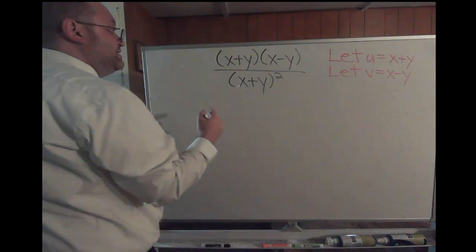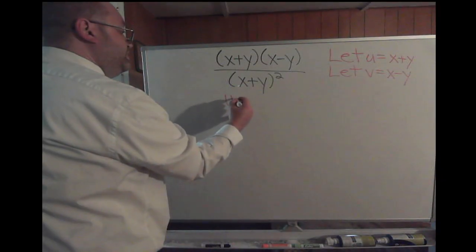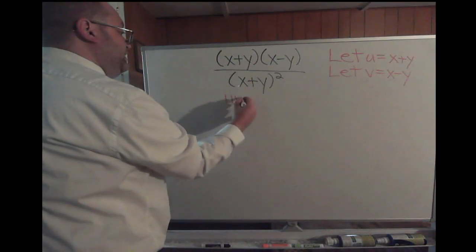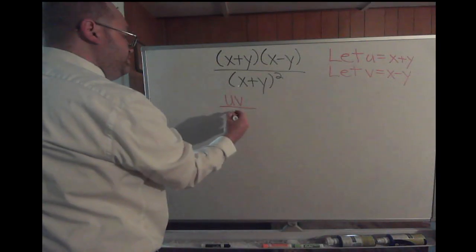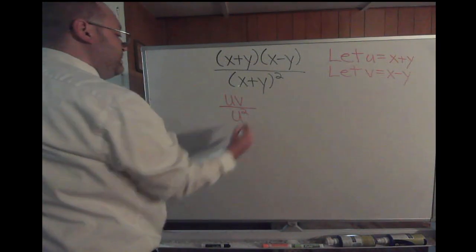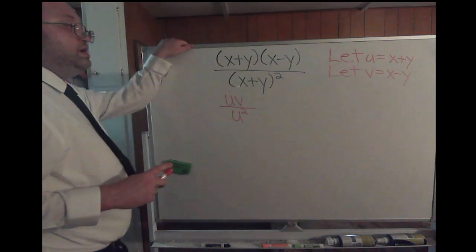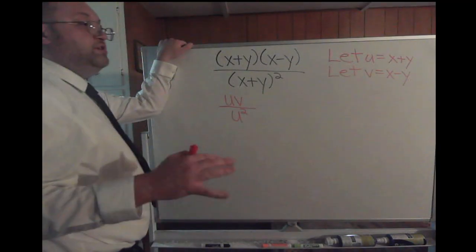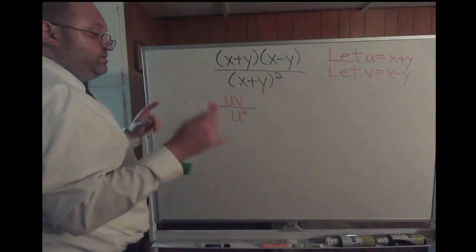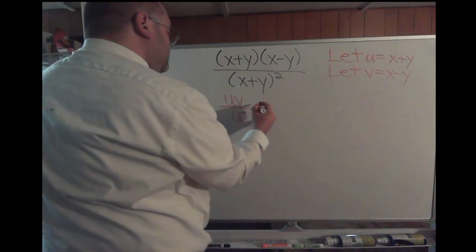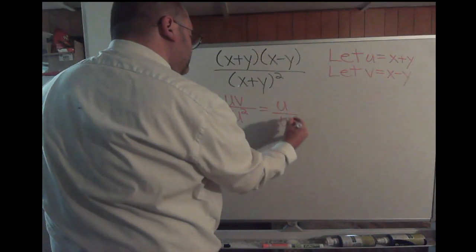You can rewrite this then. x plus y is u. You can rewrite it as u, x minus y is v, all over x plus y squared. Well, x plus y is u, so that'd be all over u squared. You're temporarily doing the substitution. What you get in your substitution will not be your final answer, though. It's important to put it back how it was for your final answer, and I'll show you that in a second. So what you have, first term would be u over u to the second.